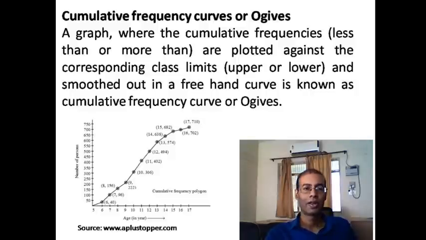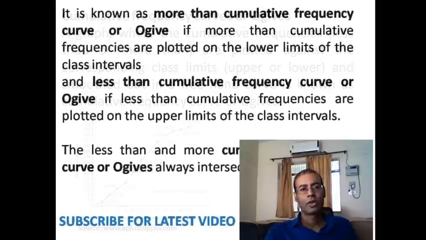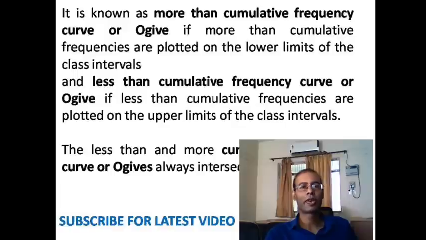And in this slide I have also represented one cumulative frequency curve. It is known as a more than cumulative frequency curve or ogive if more than cumulative frequencies are plotted on the lower limit of the class interval, and a less than cumulative frequency curve or ogive if less than cumulative frequencies are plotted on the upper limit of the class interval.